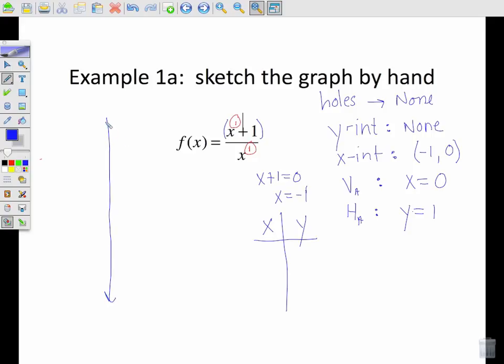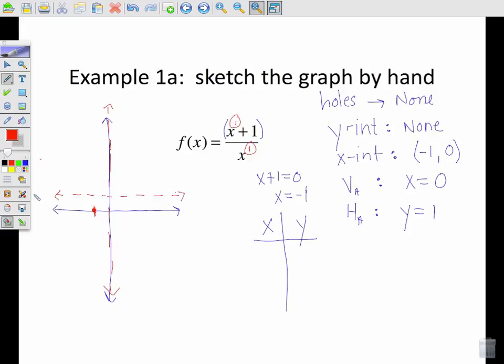I'm also going to put all the information in that I know. I know that I have a vertical asymptote here at x equals 0. I also know that I have an x-intercept at negative 1, 0. So here. I have a horizontal asymptote at y equals 1. I do not have a y-intercept.